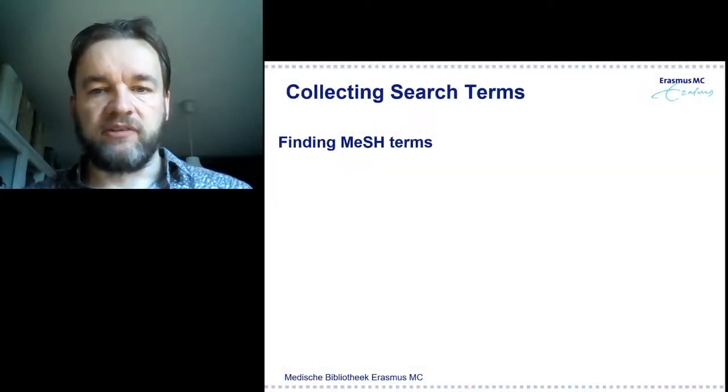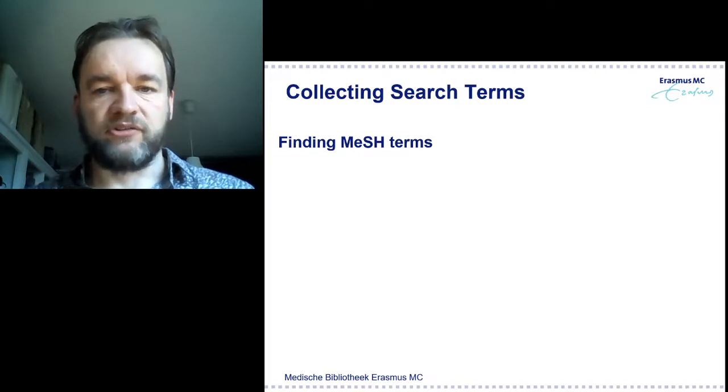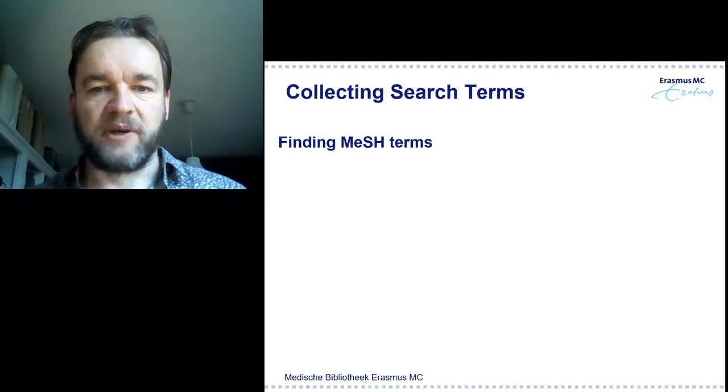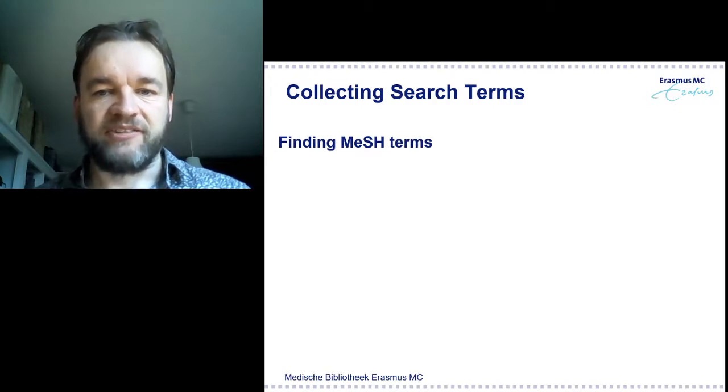If you start finding search terms, it's important that you start finding MeSH terms. MeSH terms are the keywords that are assigned by people from PubMed to these articles that are entered into PubMed. They choose the keywords from a long database of standardized keywords, and they assign the keywords that they think are most relevant to the topic of the article.